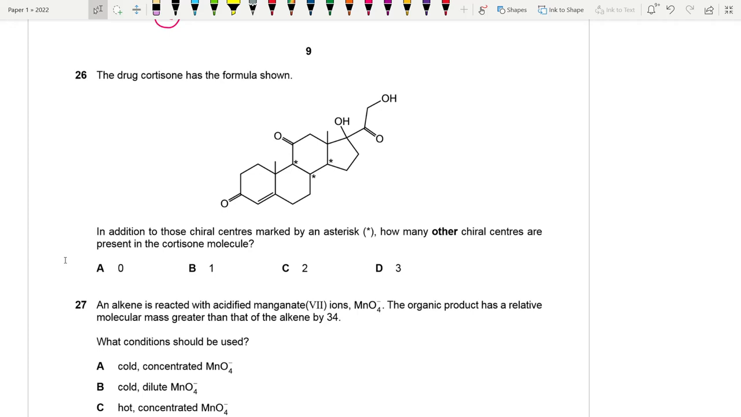So basically, remember that bigger compounds are easier to solve. Just don't get scared, okay? In addition to those chiral centers marked by an asterisk, how many other chiral centers are present? So I'm going to teach you the trick. I ignored these basically because these have two hydrogens attached. They can't be chiral. Also, I ignore sp2 carbons, carbons that have double bonds, because if you have a double bond, you can't have four different atoms attached to you, right? So we're going to ignore those. I'm going to ignore this. These are going to be ignored, right?